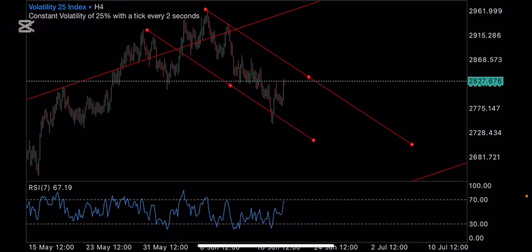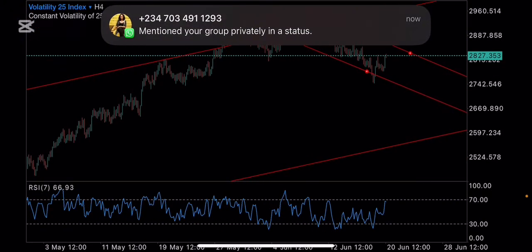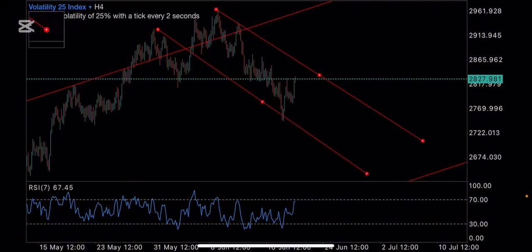I'm going to take it also to the bottom, right? And you're going to see how it will fit in perfectly on the bottom.